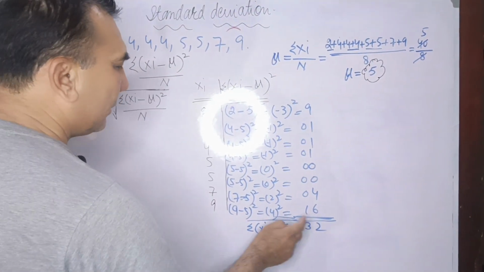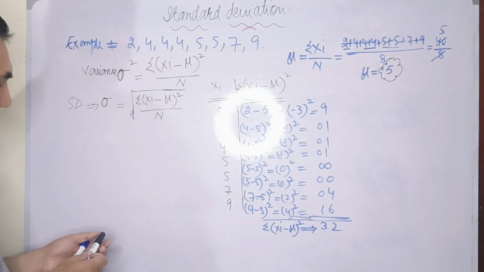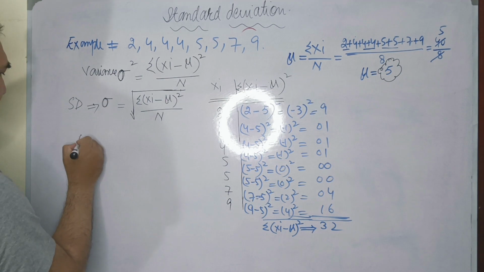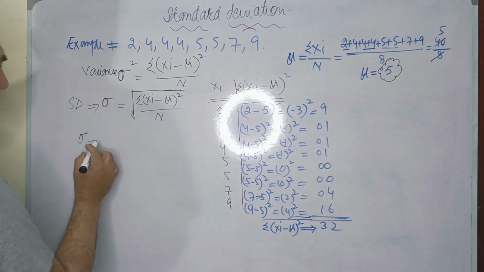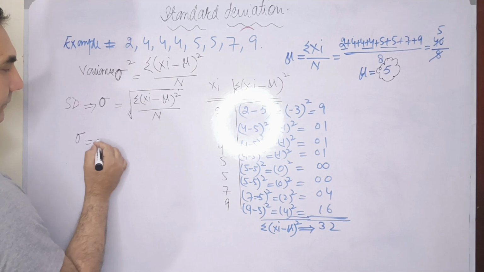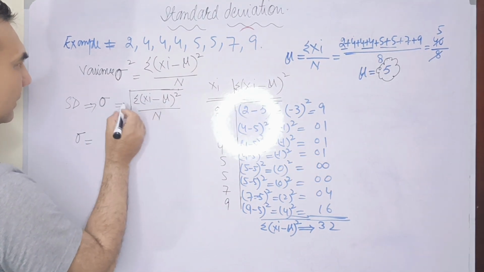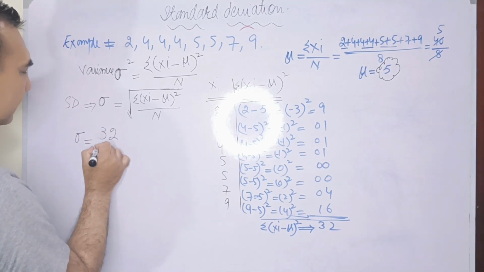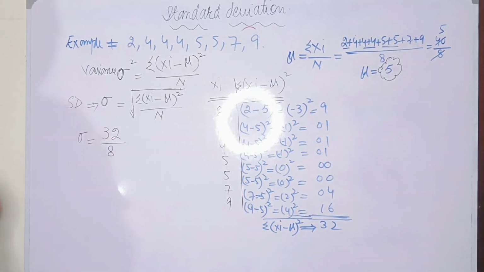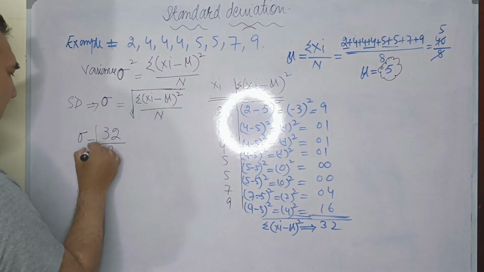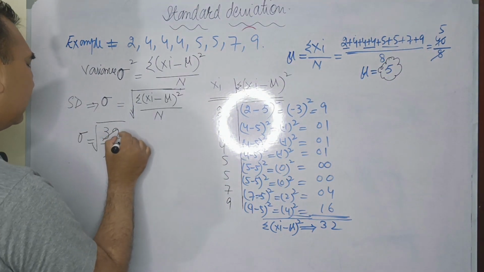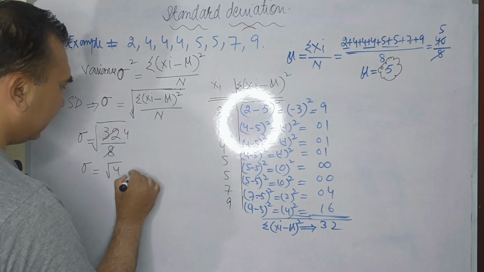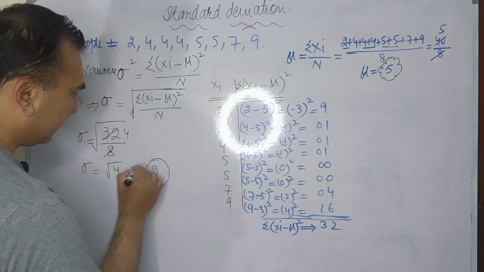Now we put the values into the formula. Sigma is the square root of the sum of xi minus mu whole square, which is 32, divided by n, which is 8. 32 divided by 8 is 4. So sigma is the square root of 4, and it comes up with 2.